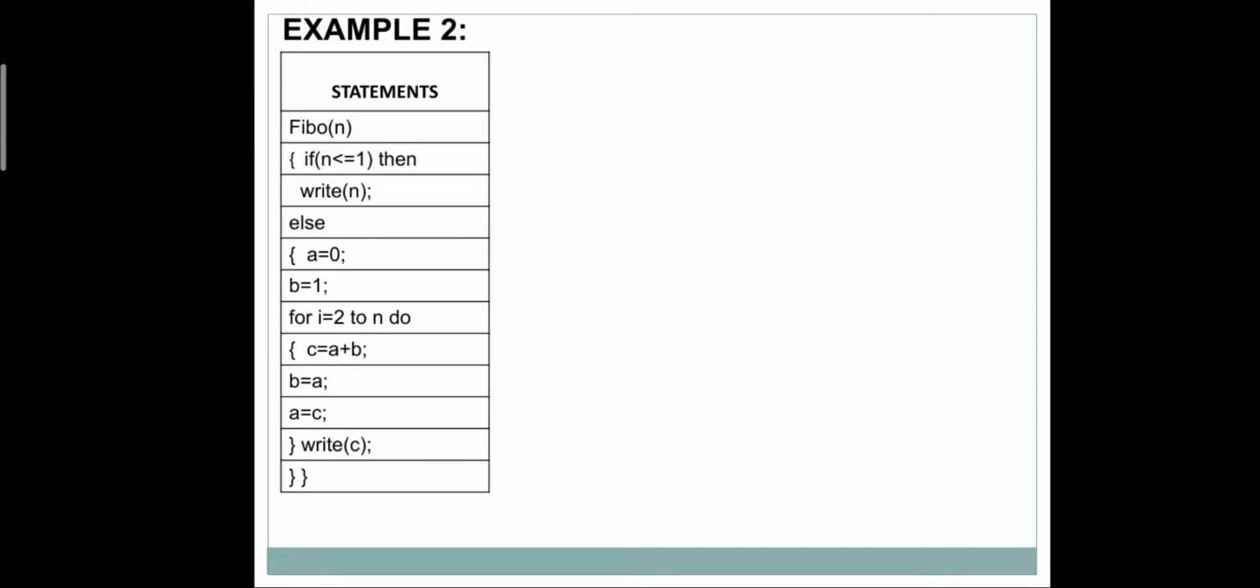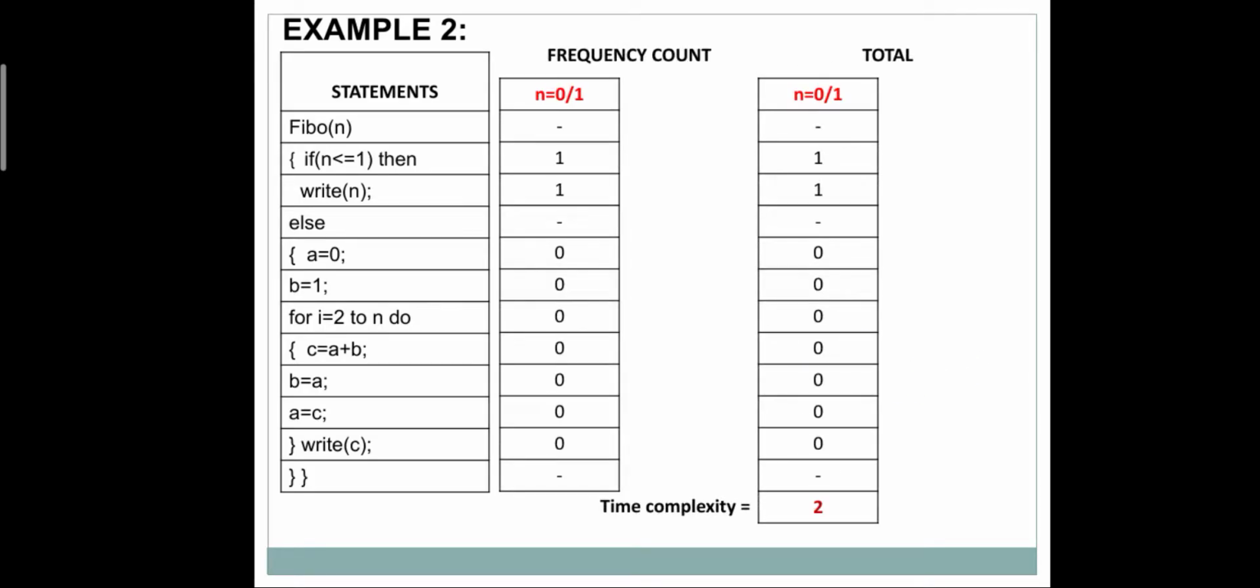The time complexity for this algorithm produces two different results. One is when n is less than or equal to 1, and another one is when n is greater than 1. First, I am going to explain the first case, that is when n is less than or equal to 1.